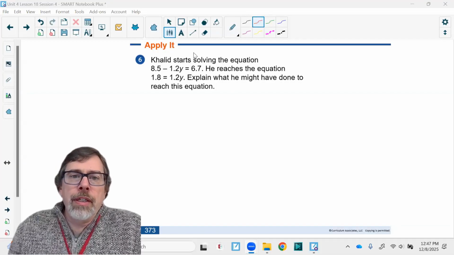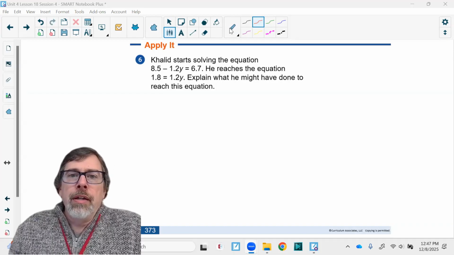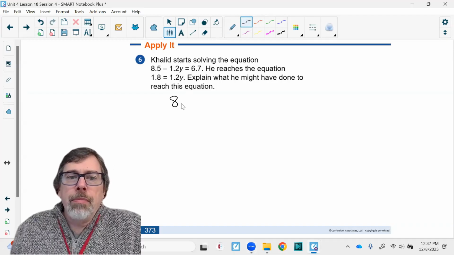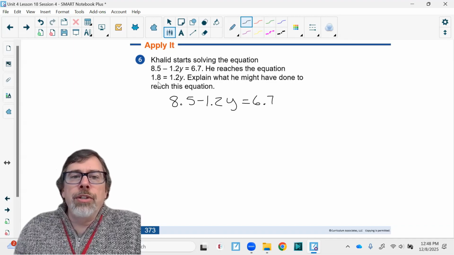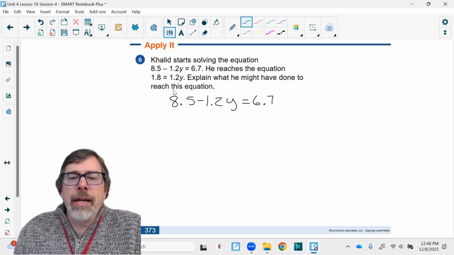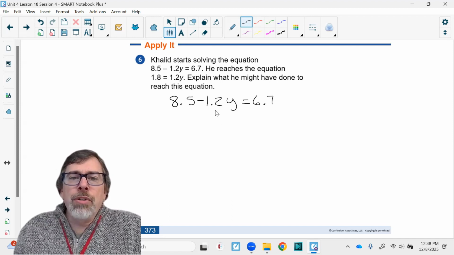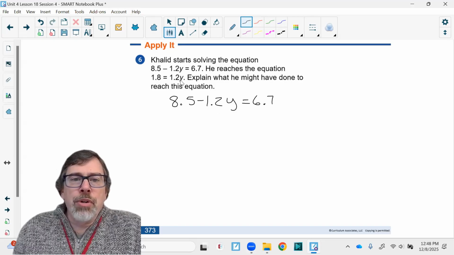Okay, so Khalid starts solving the equation. I'm going to write this. 8.5 minus 1.2y equals 6.7. All right, he reaches the equation 1.8 equals 1.2y. How did he get that? Well, I'm going to move the 1.2y to the other side because that's where he's got it, right? You see it, it's on the right. So how did he get it over there?